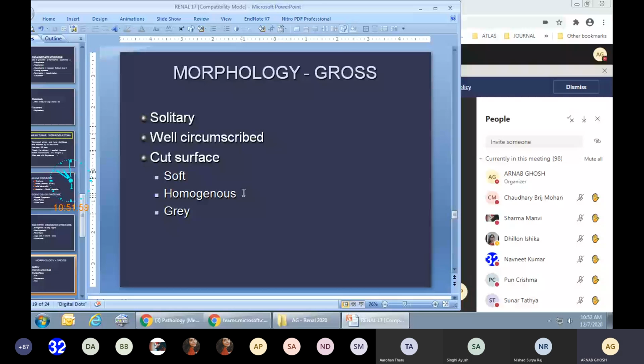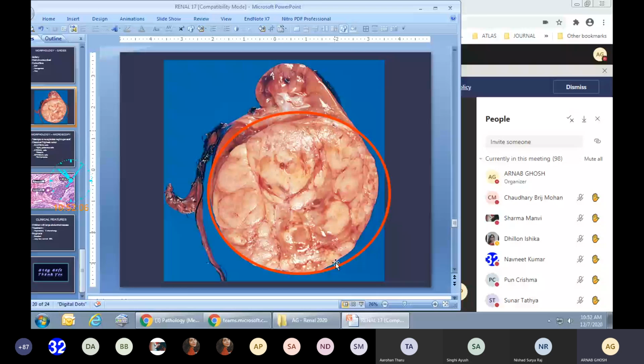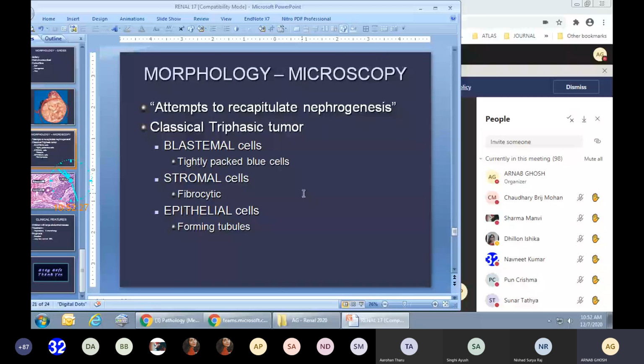So see, this is a large tumor in the kidney. Okay, and this is Wilms tumor. Here we don't see much necrosis and hemorrhage. Okay, so this you have to remember. Hemorrhage and necrosis will be more in renal cell carcinoma and less in Wilms tumor. Now we'll come to the morphology. This again is very, very important.